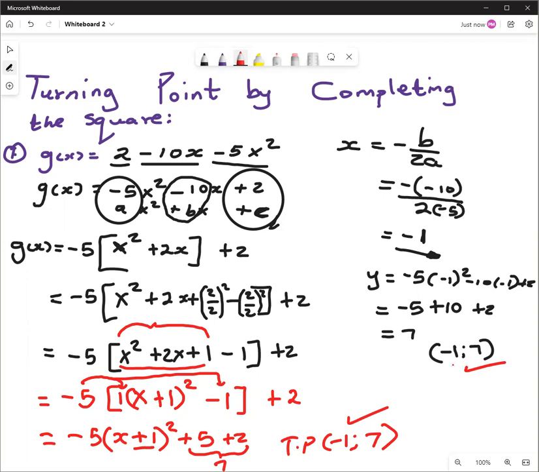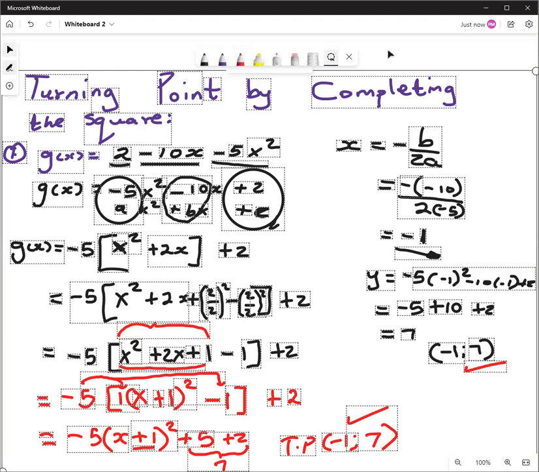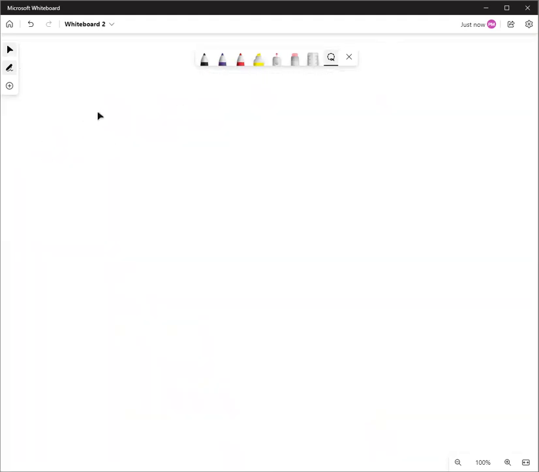Okay. And we're going to do a second example, ladies and gentlemen, just for practice. But I advise you to pause the video and try to do it on your own so that you see how much you understand. Okay, perfect. So we're going to do number 2 now. Okay, so number 2. Still, we have to get the turning point by completing the square.